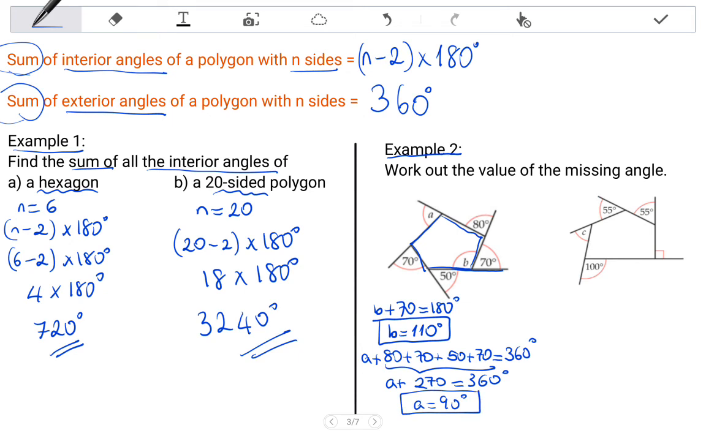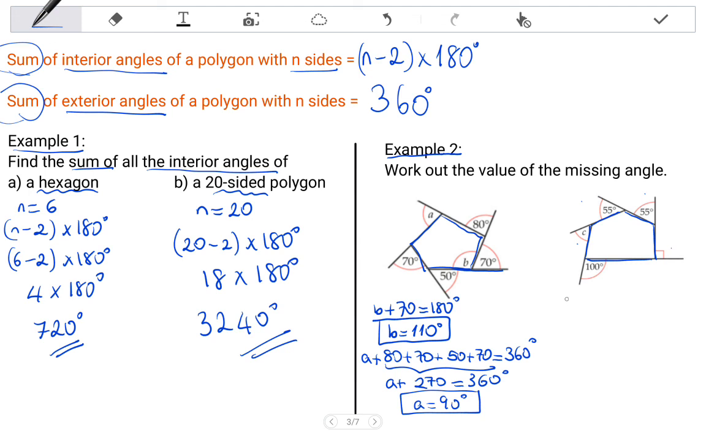Let's go through the second shape. Again, we have a 1, 2, 3, 4, 5-sided polygon, which is also a pentagon, and the angles given in this shape are all exterior angles, and all of the 5 angles are here: 90, 55, 55, C to be found, and 100.